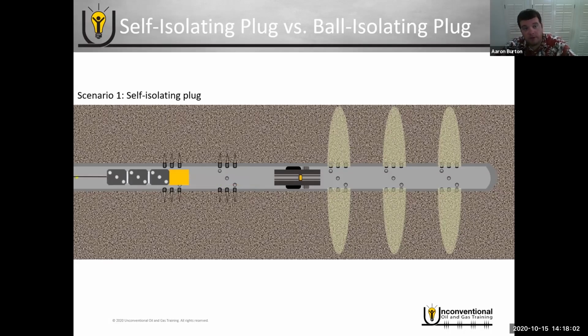Once we've fired our perforation guns, we pull out of hole with wireline, and now you can begin fracturing that second stage immediately.